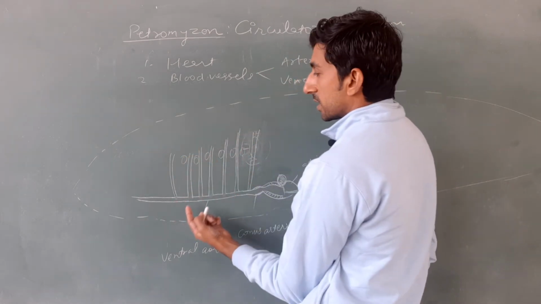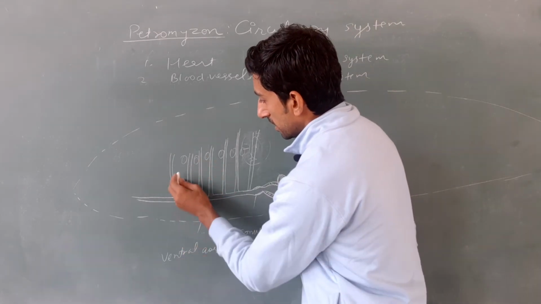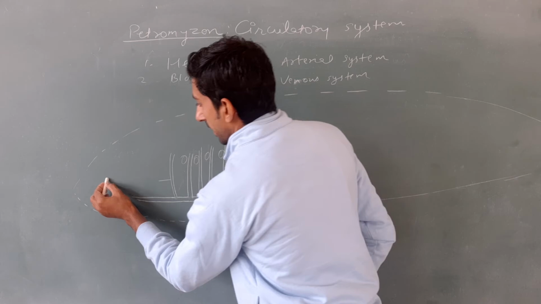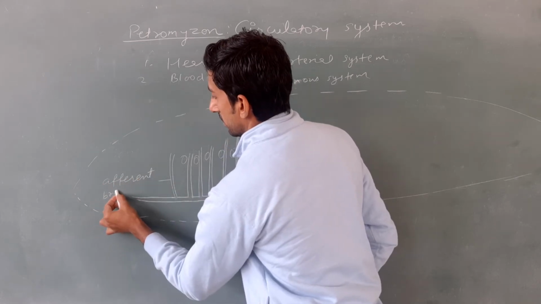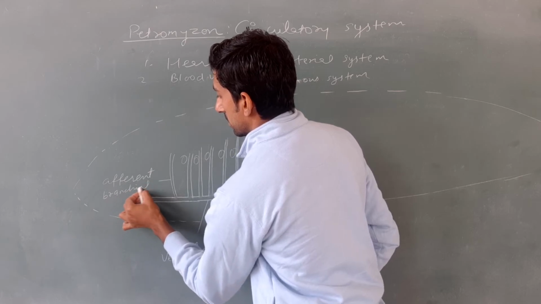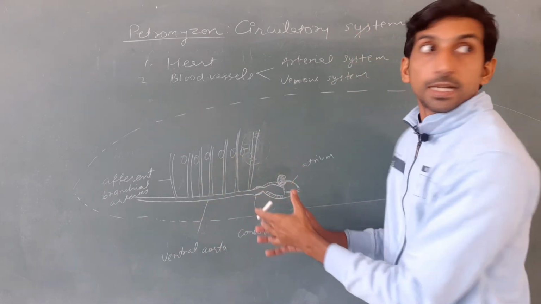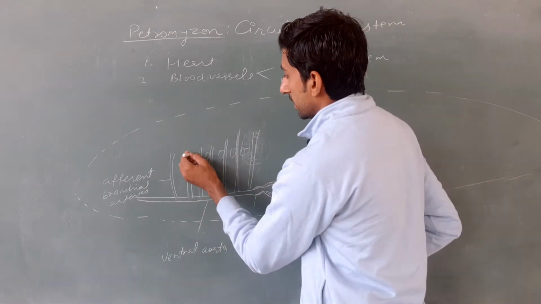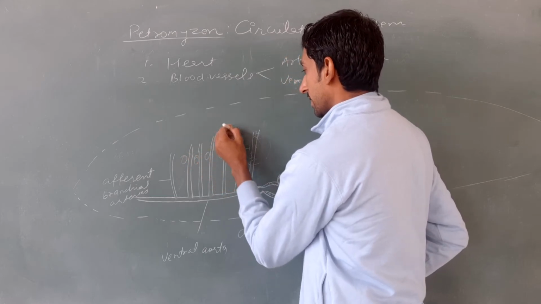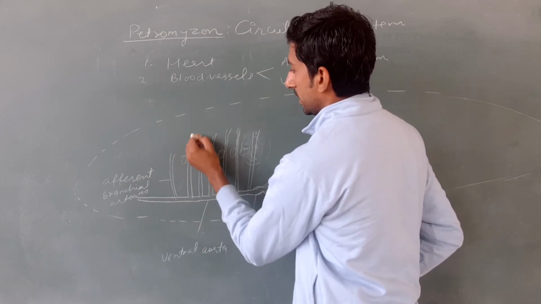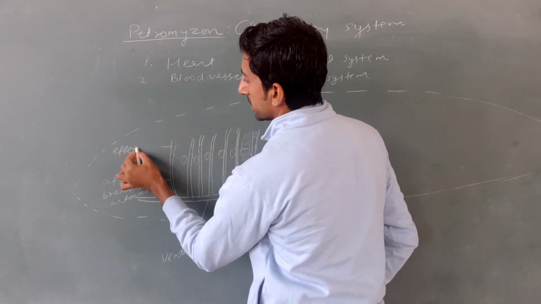And those arteries which are entering into the branchium or gills or pharynx are afferent branchial arteries. These form the capillary network in the branchium or in the wall of the pharynx, and these leave the pharynx in the form of efferent branchial arteries. E for efferent, E for exit.